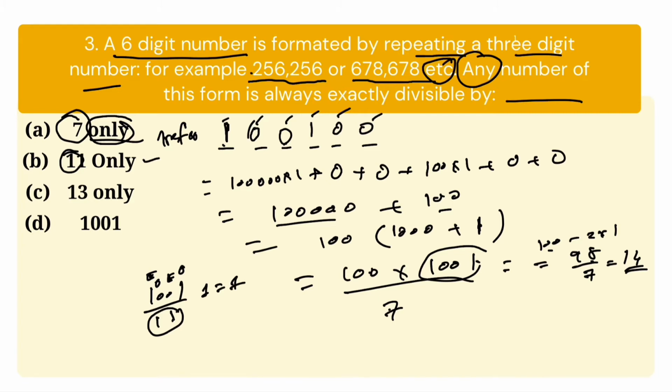So let me check the third option, that is 13. Is 1001 divisible by 13 or not? 13 sevens are 91, and here 91, 13 sevens are 91. Yes, it is also divisible by 13.